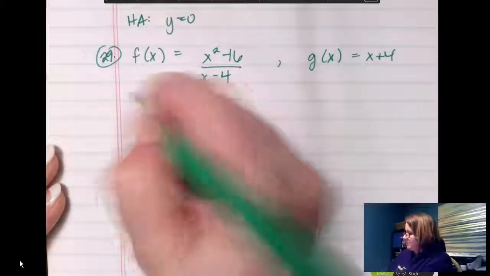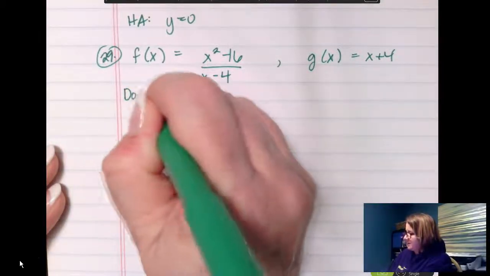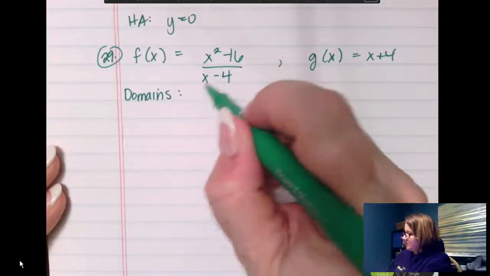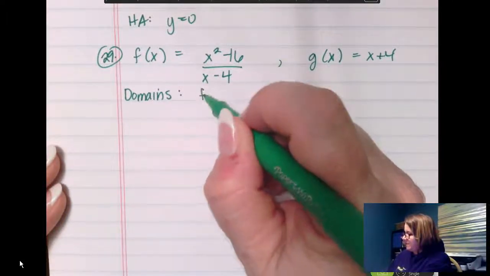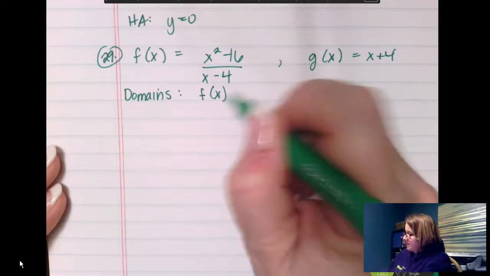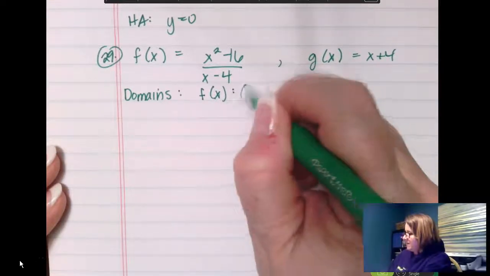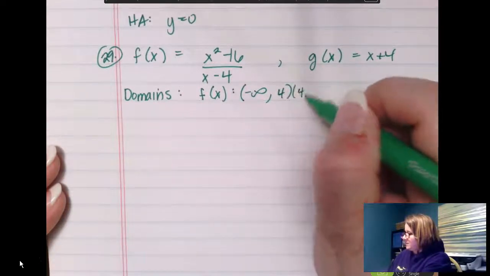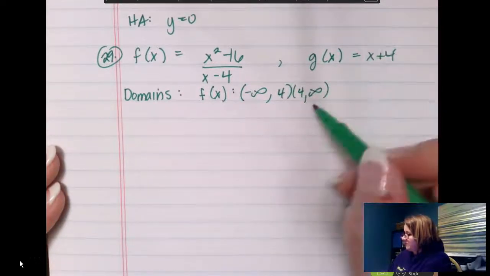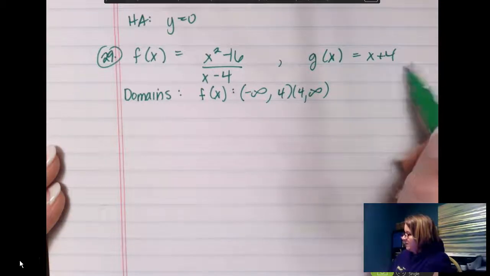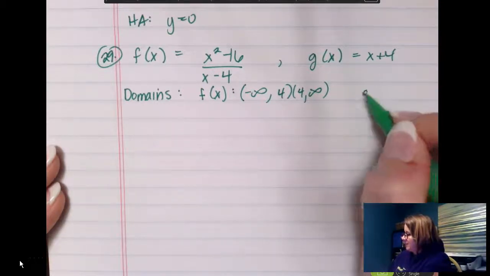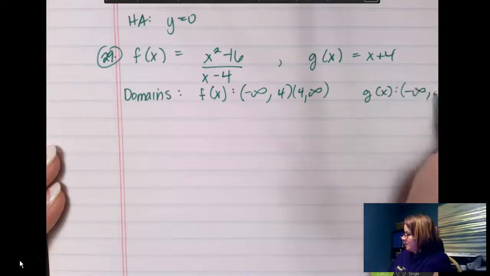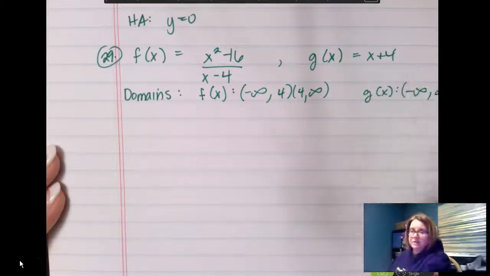So let's determine the domains of both of our functions. So here we have an f, we have that the function is never allowed to equal 4. So it's every number in the universe except for 4. Here in g, the domain is all reals, because that's just a linear function.